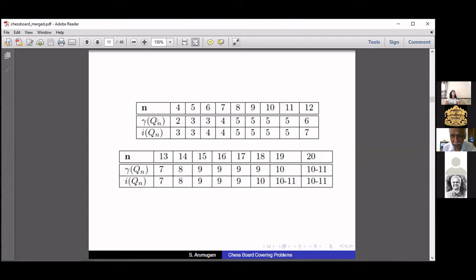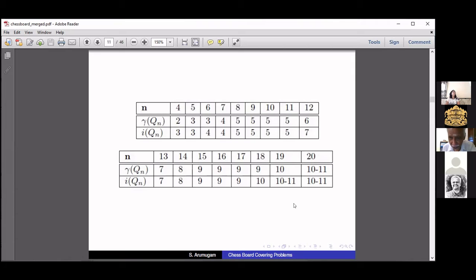For gamma, the smallest unsolved case is the 20 cross 20 board. For the 20 cross 20 board, it has been proved that the number of queens required to be placed is either 10 or 11. That's all. We are not able to say it is 10. If you can prove that 10 queens placed anywhere on the board cannot cover the whole thing, then the answer will be 11. So this is where we are standing for n equal to 20.